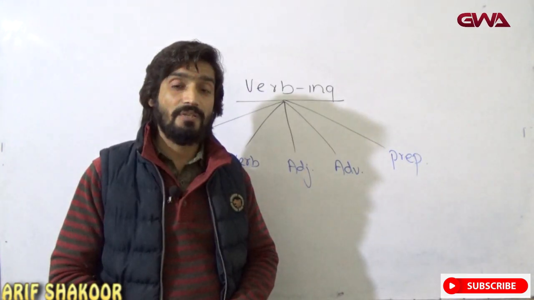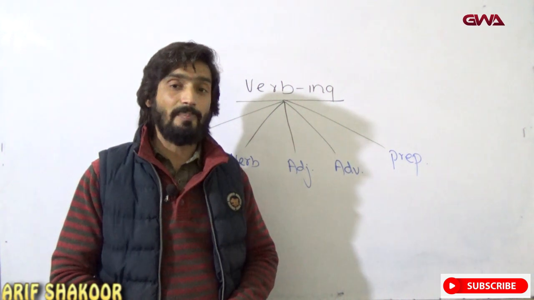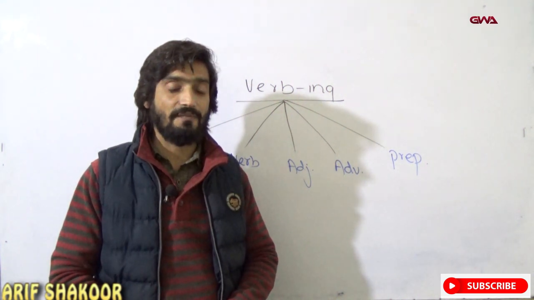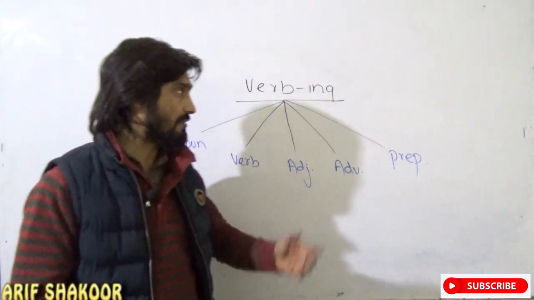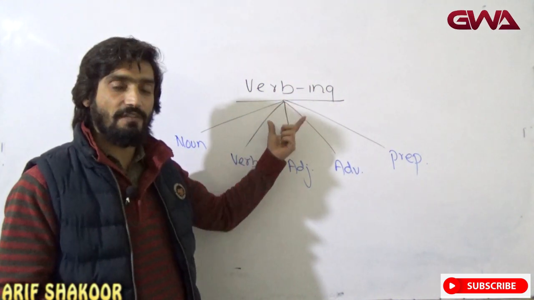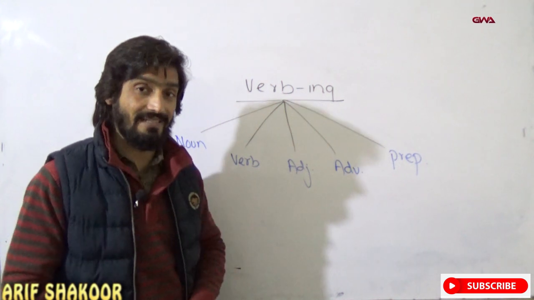I'm Arif. Today I'm going to teach you 4 different usages of gerund. Some people are confused differentiating between gerund and participle. Let me explain the difference first. When a question is asked about gerund, many people say the ing form of the verb is called gerund, which is incorrect because every ing form of the verb is not called gerund.